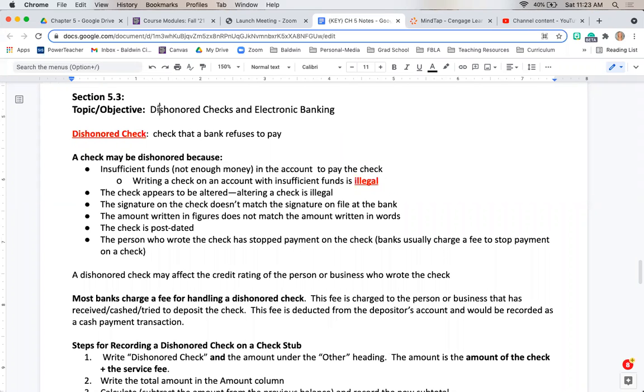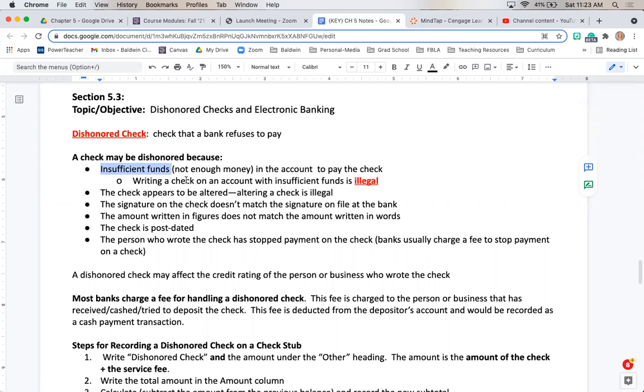Okay, 5.3 is all about if we have a dishonored check or if we're doing anything electronically through our banking. A dishonored check is simply a check that the bank is going to refuse to pay. There are many reasons that a check could be dishonored. The biggest one is normally insufficient funds, meaning there's not enough money in that account to pay that check out.